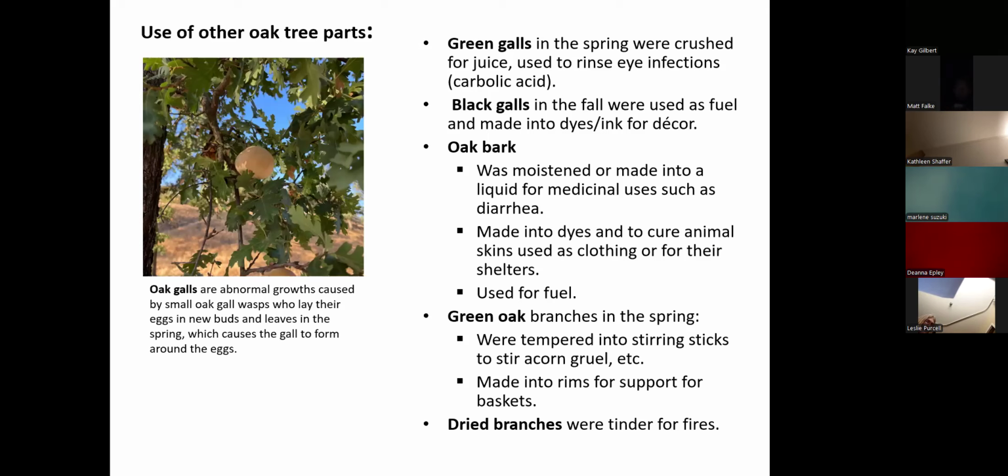Acorns weren't the only thing that they used from oak trees. One really cool thing are oak galls, and if you've never heard of them, they're an amazing plant adaptation. It's tiny, tiny wasps that lay their eggs in the oak trees near leaves and stems. And the trees, for reasons we don't really understand, create these galls.